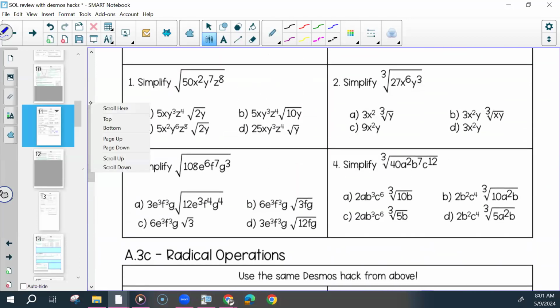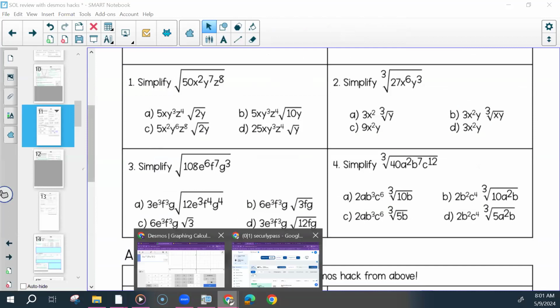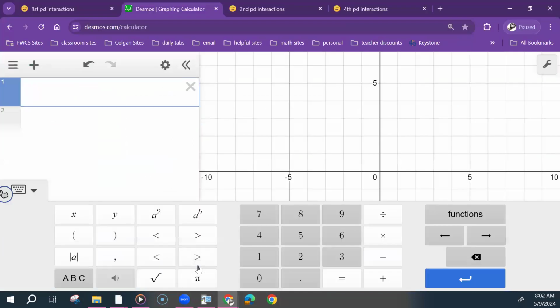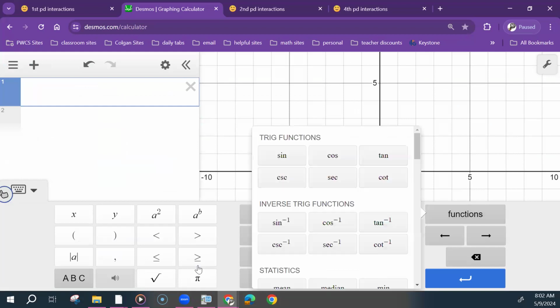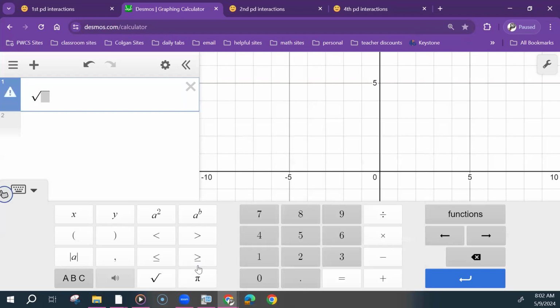Okay, number 2, you can use the Desmos slider pack, but because you have X and Y, you need to capitalize the X and Y's. To get your cube root, you can do one of two things, either type in the letters CBRT or go into functions, go all the way down and hit the N. Either or, it doesn't matter. You could also type in square root the same way.